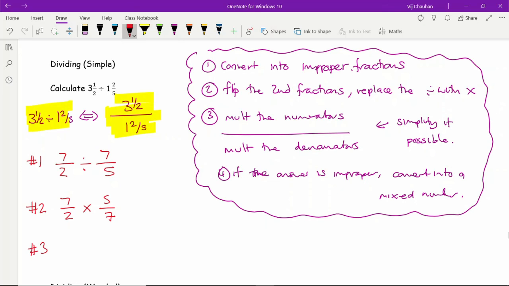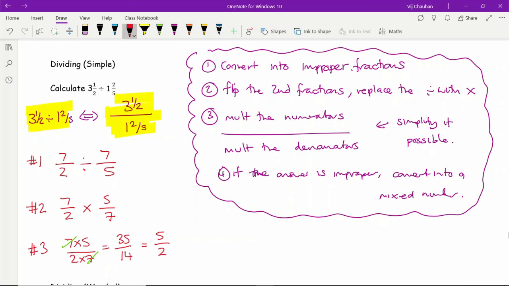Then the third step is I multiply my two numerators together and multiply my two denominators together. So I've got 35 over 14, and if I divide both numbers by 7, I get 5 over 2. What I could have done is simplify here. I've got 7 on both the top and the bottom, I can cancel that down to give me 5 over 2, but again, it doesn't really matter.